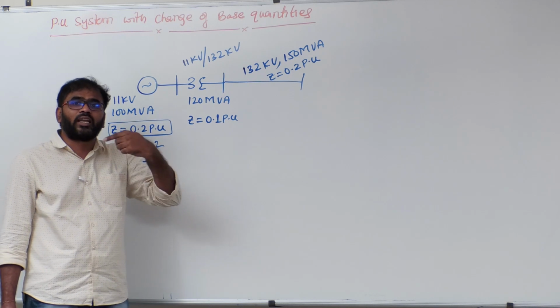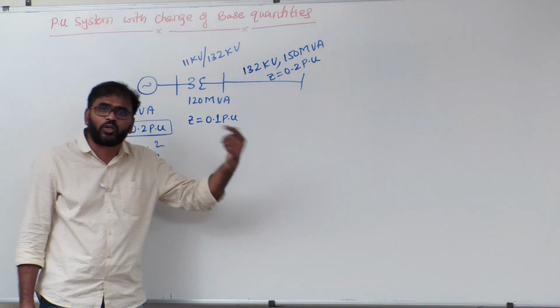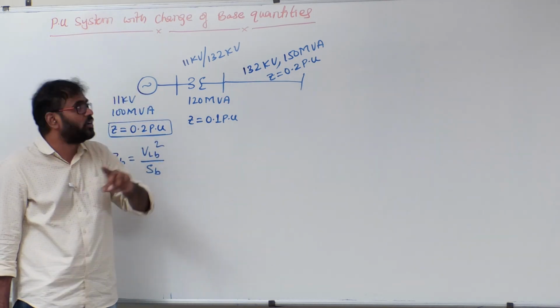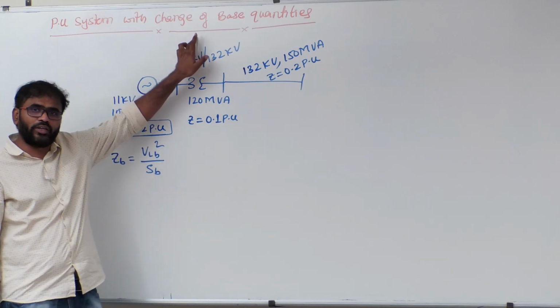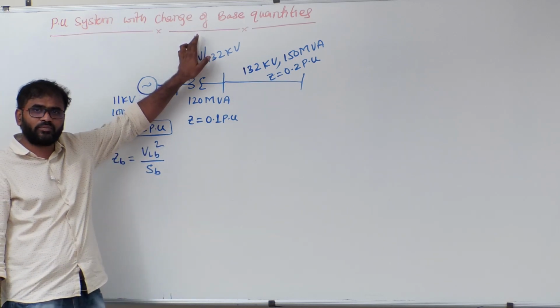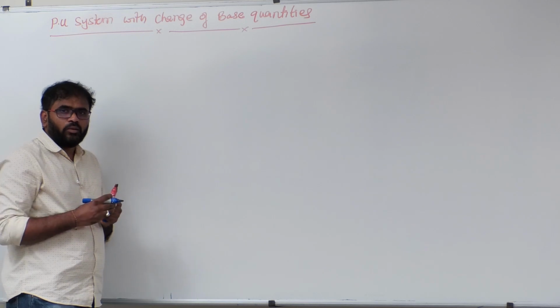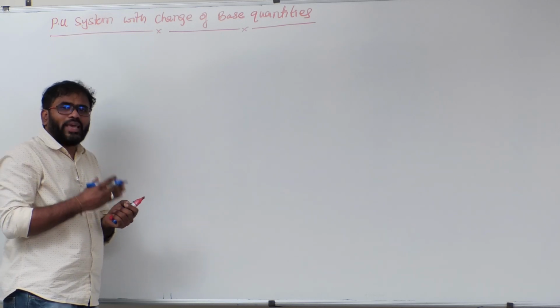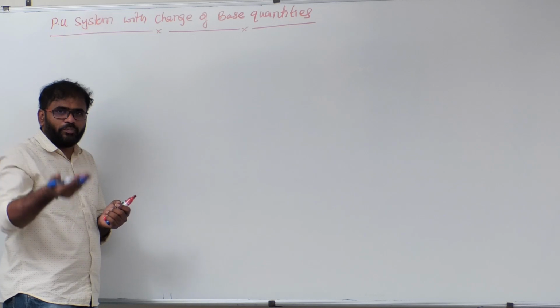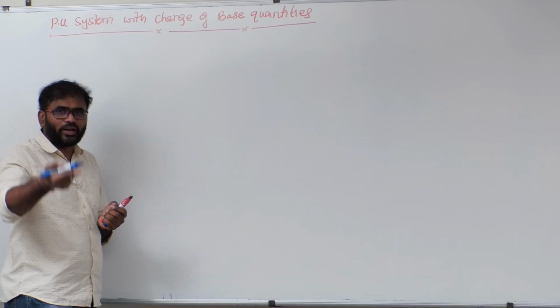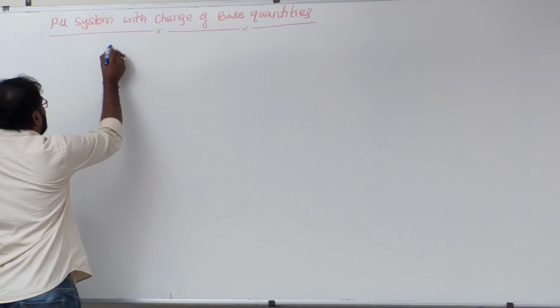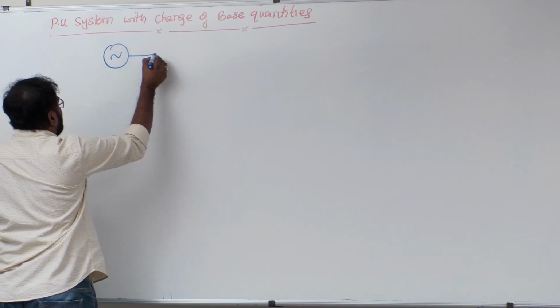So once you are converting impedances of all the elements onto a common base, there is a need for changing of base quantities. Clear? Now we will see a simple example by which we can understand how to calculate the new per unit impedance based on new base quantities. For understanding this, I am just considering a generator.